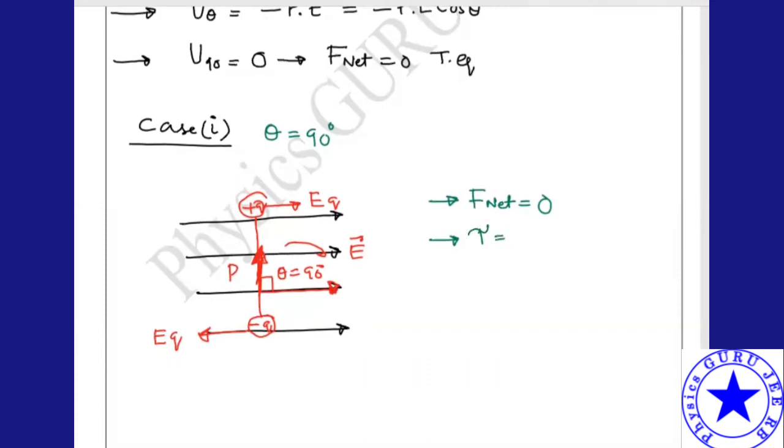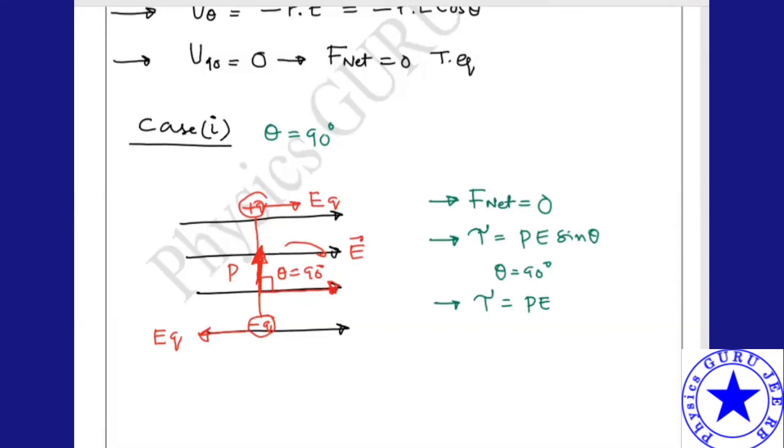Torque is equal to PE sin theta. When theta is equal to 90 degrees, the sine value is 1, so I can write that as PE. Now torque is equal to P into E. Is it clear? Torque is equal to P into E.